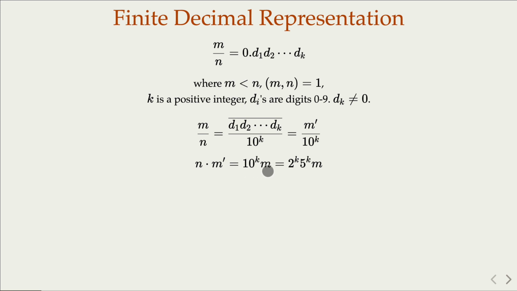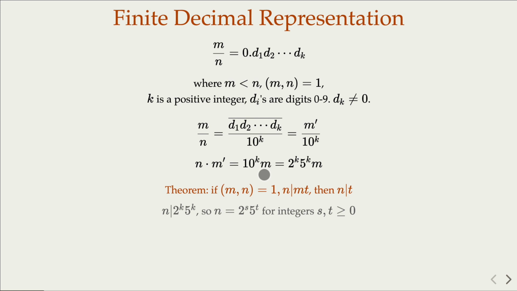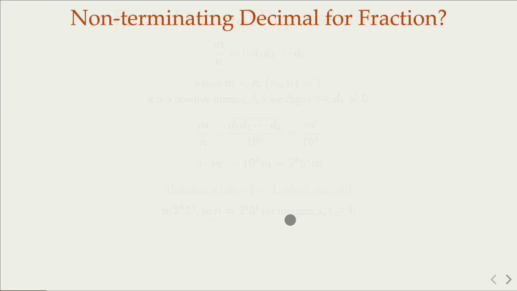However, since n and m are relatively prime, we're going to use one of the basic theorems of number theory. That is, if two numbers are co-prime and n divides m times t, in this case, n has to divide t. Now, apply t as 10 to the power k in our case. We say that n and m are relatively prime, so that means n has to divide 10 to the power k. So from there we conclude that n cannot contain any other prime factors. All right, so that's the proof.